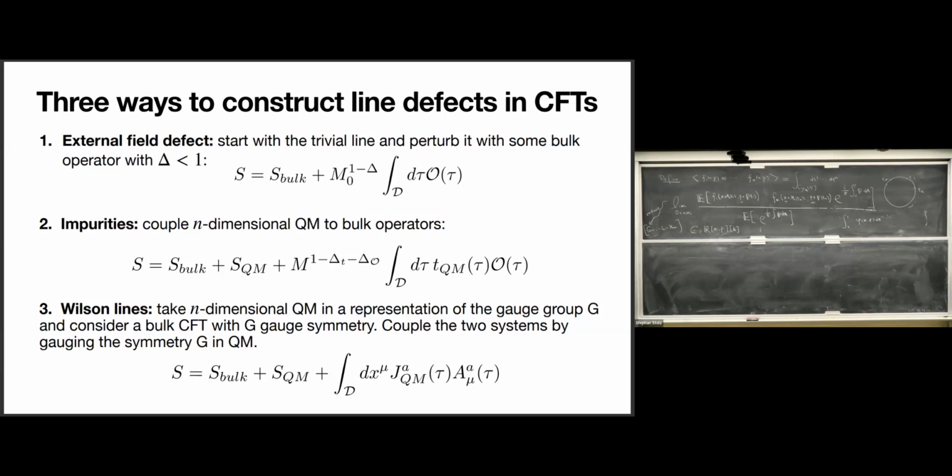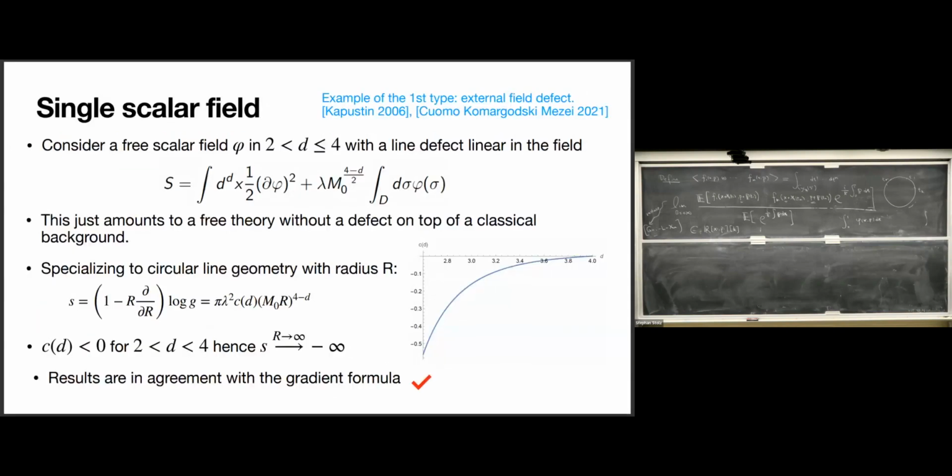And the third way is what people call Wilson lines. That is, you take some conformal field theory in the bulk with some gauge group, and then you take some finite dimensional quantum mechanics in some representation of the gauge group, and then you couple the two by gauging the symmetry on the line. Okay, I will show examples of all 3 types.